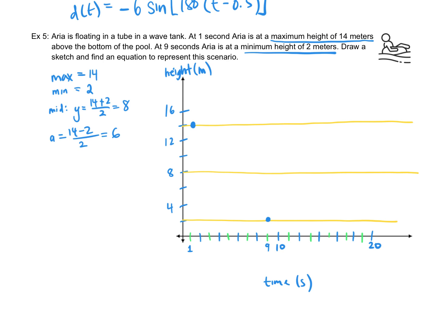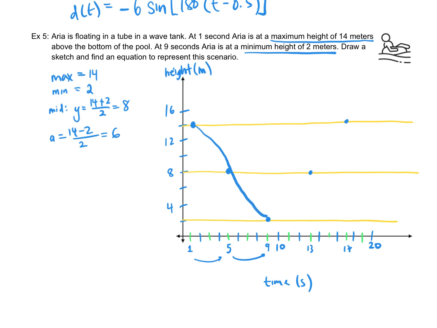Now we know there should be a midline point somewhere in the middle, so the middle between 1 and 9 is 5. Now, if that's not great for you, you're just adding: 1 plus 9 is 10, divided by 2 is 5. There's my midline point. And now I can see to go from key point to key point is just every 4 seconds. So 4 seconds after 9 is 13. So at 13 seconds, I should be at the midline. Add another 4 seconds, so now we're at 17, and we're at the maximum again.